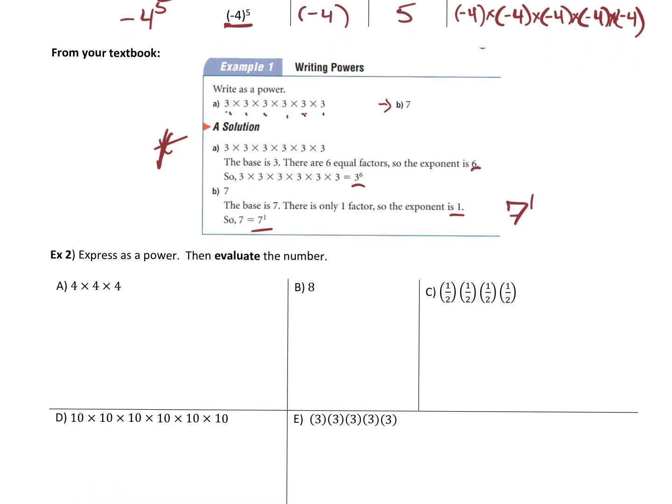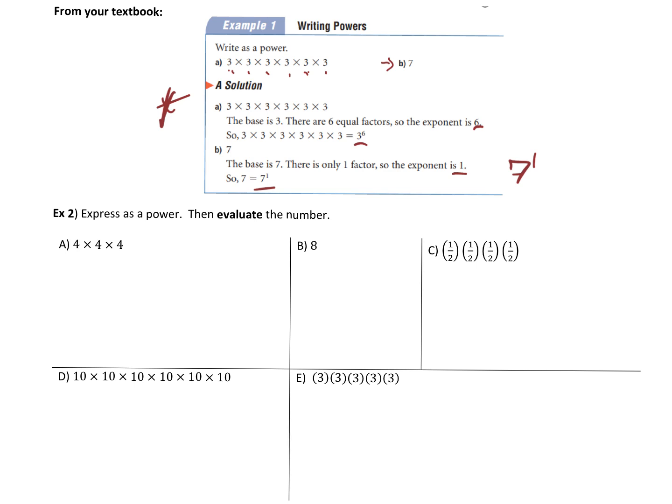So, just thinking of this, we want to express this as a power, and then we want to evaluate it, okay? Evaluate it means, again, we're looking for the standard form, okay? So I have 4 times 4 times 4. So I have 4 as my base because that's the number being multiplied. And I multiply that 3 times by itself, okay?